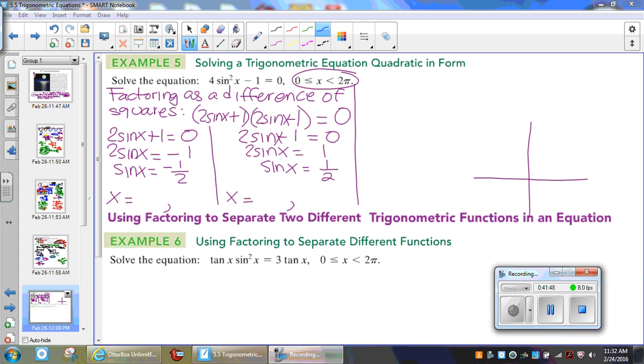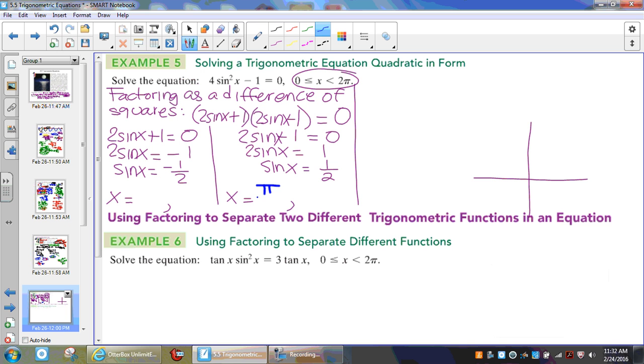Okay, so from here, I'm going to do the positive ones. My favorite angle, pi over 6, right? What else has that? It's got to be in quadrant 2. 5 pi over 6. Very good. And then the negatives will be past pi. What would that be? 7 pi over 6. And then the other one will be pi over 6 before 2 pi: 11 pi over 6. Good job.